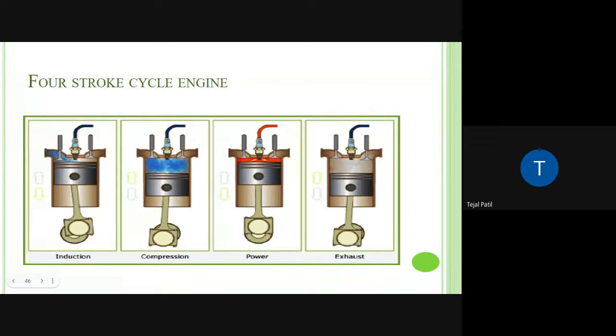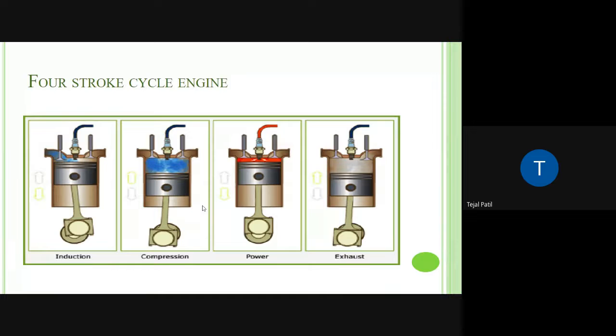Understood? Yes, ma'am. Ma'am, but how is the cycle completed? Because in the first diagram it is at TDC and in the last diagram it is at BDC. So the cycle is not completed, no? Yeah, it will complete. Okay, I'll explain to you when we see the working of it.